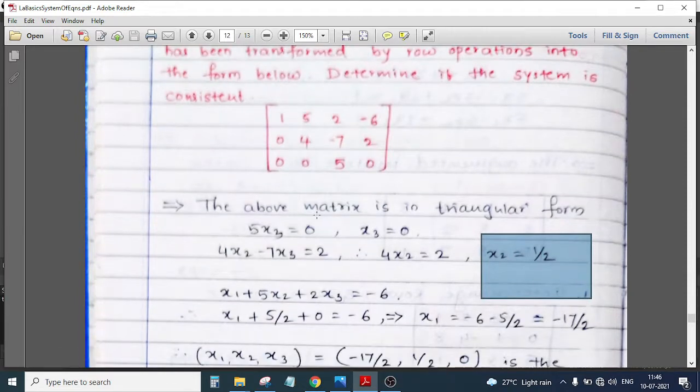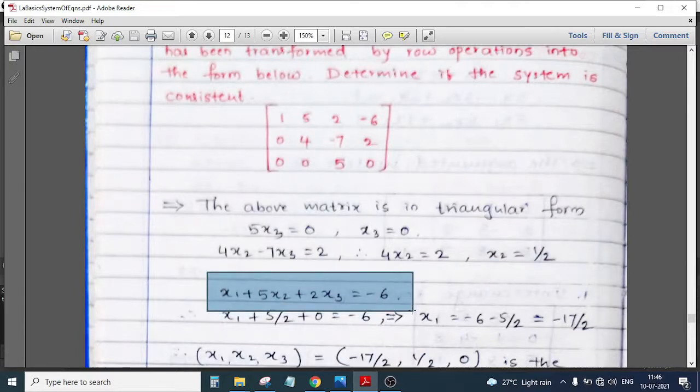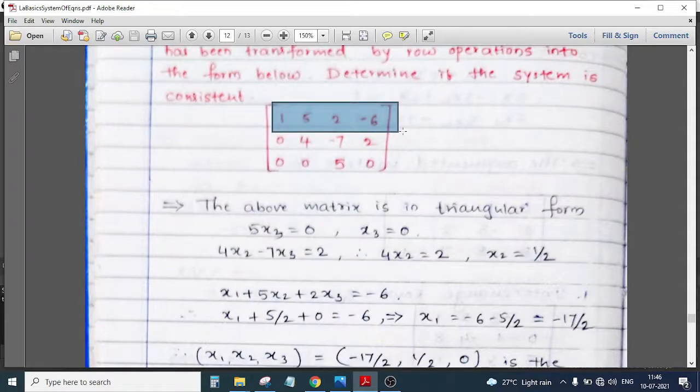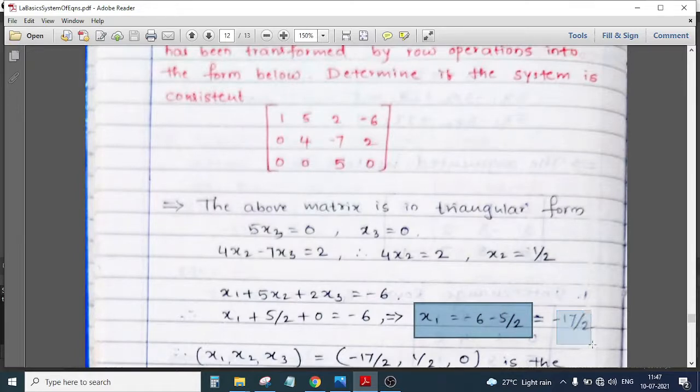Next, we have our other equation here, that is x1 plus 5x2 plus 2x3 is equal to minus 6. This is your equation number 1, that is row number 1. You already have your x2 value and your x3 value, just substitute those values. The x2 value is half, so 5 into 1 by 2, and the x3 value is 0, so that term is 0. So what is our x1 value? Just take this plus 5 by 2 to the other side, on your RHS. That means x1 is equal to minus 6 minus 5 by 2. Thereby the answer we get is minus 17 by 2. That is the value of your x1.